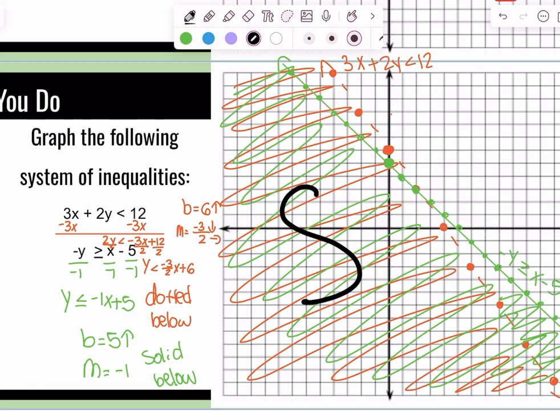And that wraps up our lesson. When graphing, make sure we first have it in y equals form, then make sure you look if it should be above or below, and then look if it should be dashed or dotted.